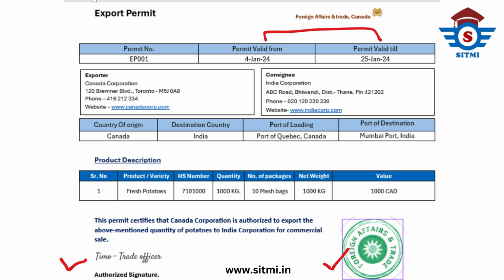The seventh point is authorized signatures and seals. The export permit is typically signed and stamped by authorized personnel from the issuing authority. Their signatures and seals authenticate the document and signify that the export has been officially authorized.